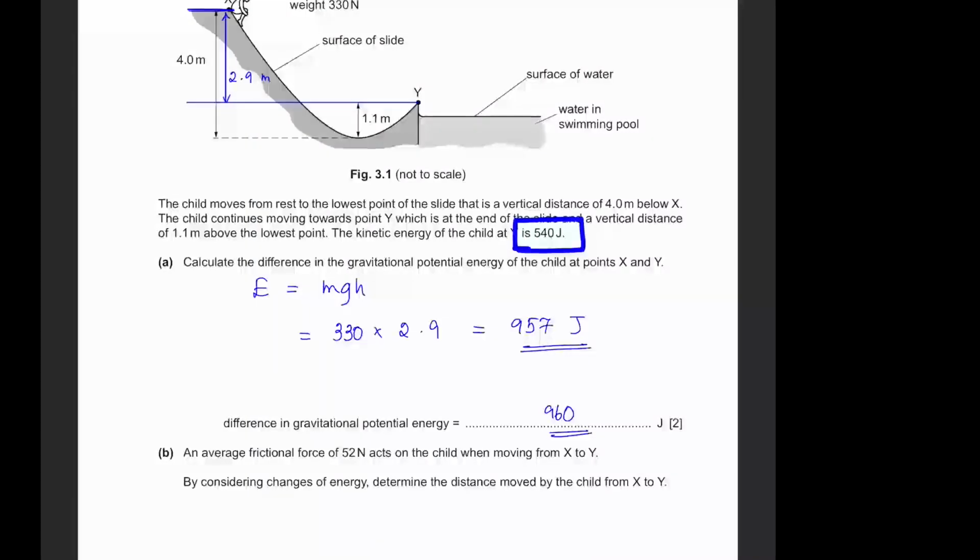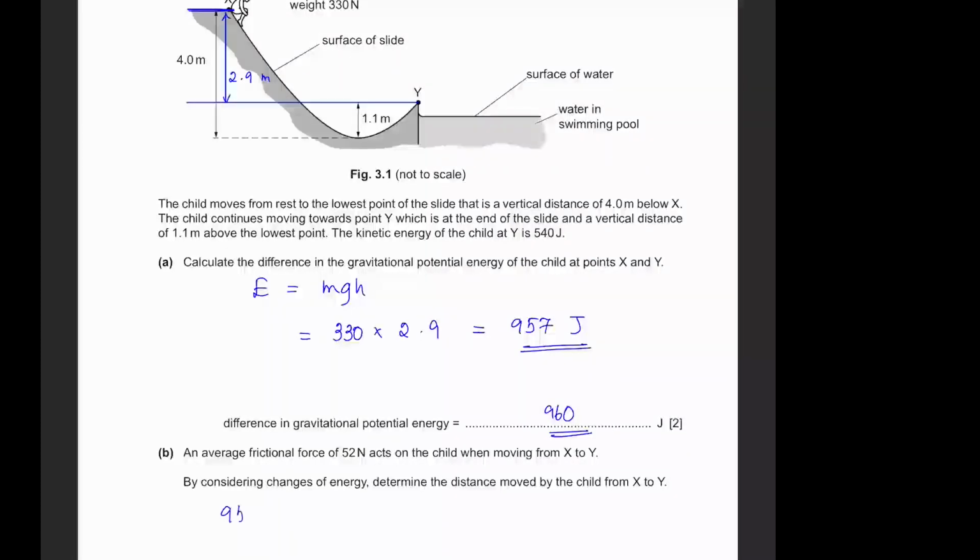Okay. But to gain that 540 joules of kinetic energy, the gravitational potential energy that you have spent is 960 joules. Correct? You spend 960 joules of gravitational potential energy to earn 540 joules of kinetic energy. So in the process, you have lost some energy, right? So how much is the energy that you have lost?